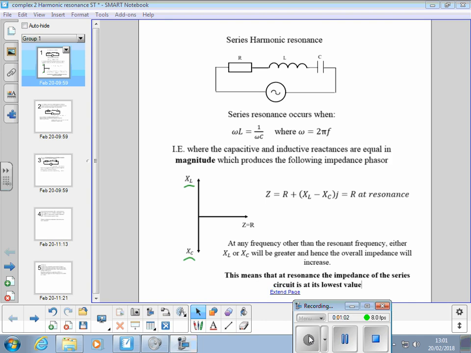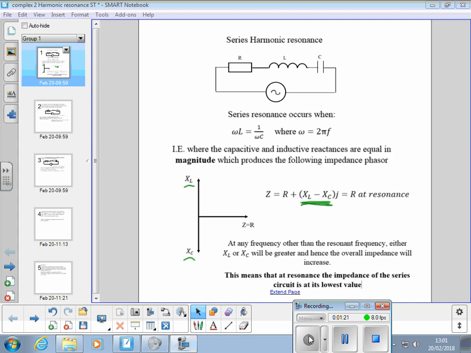When that happens, they cancel each other out in the impedance formula. If those two are equal, that bit must be equal to 0, and so the overall impedance at series resonance is just the resistance of the circuit.